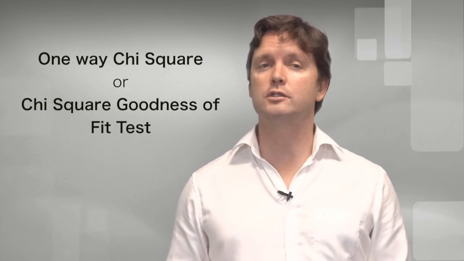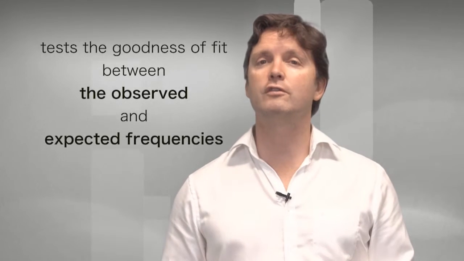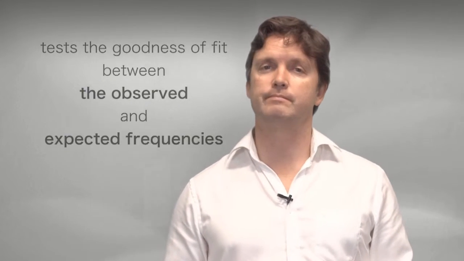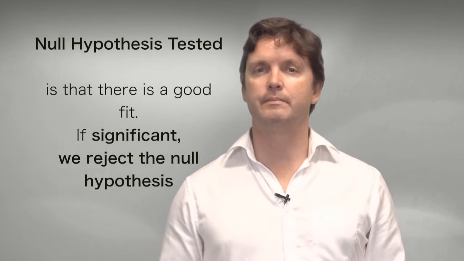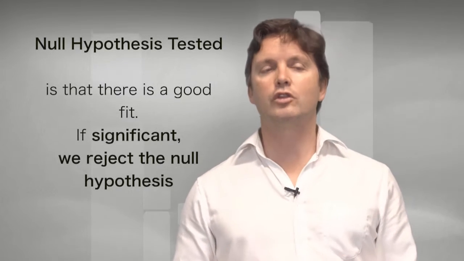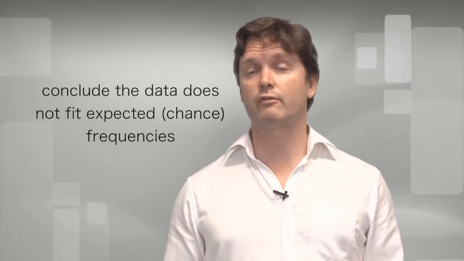Now, if only chance is responsible for differences among categories, then there should be a good fit between the expected frequencies due to chance and the actual observed frequencies. The one-way chi-square is also known as a chi-square goodness of fit test, because it tests the goodness of fit between the observed and the expected frequencies. The null hypothesis tested is that there is a good fit. So if significant, we reject the null hypothesis and conclude the data does not fit the expected or chance frequencies.